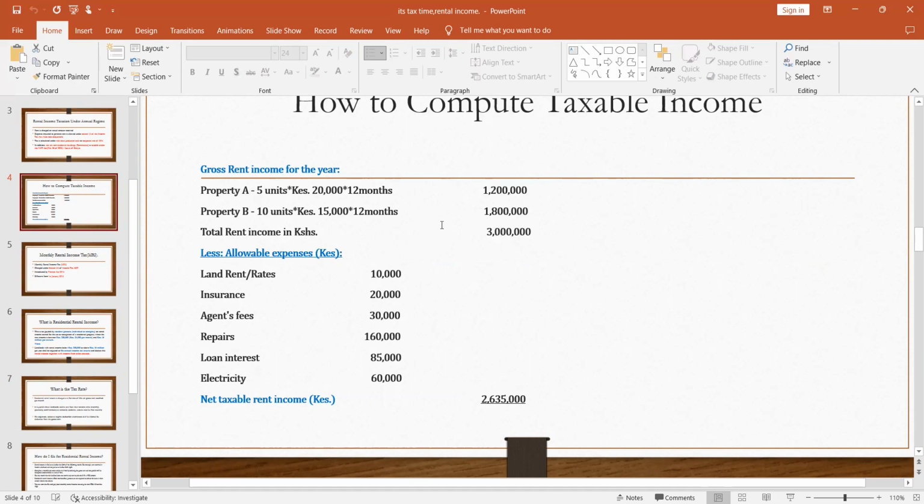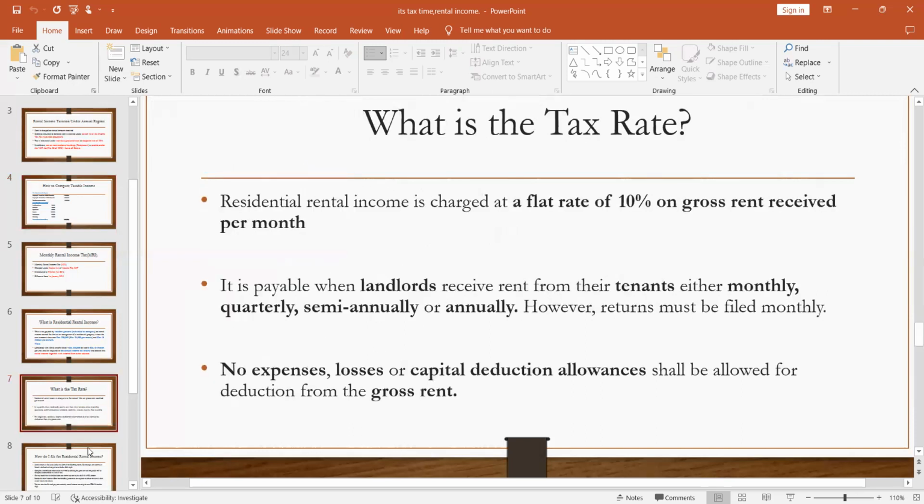So note that one. If you fall outside the 288,000 to 15 million bracket, then you will be allowed to deduct all the allowable expenses, any expenses that you've used toward the generation of income. But in this scenario, if you get your 24,000, we charge 10% of 24,000, then you pay it like that. If you incurred some repair and maintenance, you won't be able to deduct it from this. This is the rule. So the tax rate is 10%, but remember, no expenses, losses, or capital allowances shall be allowed for deduction from the gross rent.